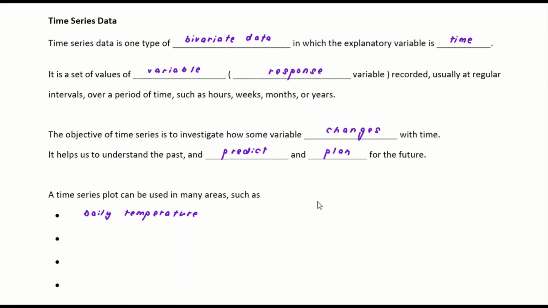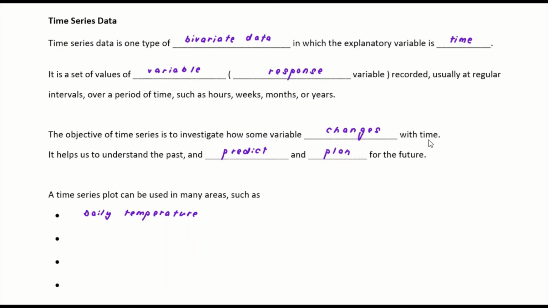Am I right? So you can realize that no matter which variable you are investigating, at the end, time will always be the explanatory variable, because time is the one that you can't change. Everything changes according to time.